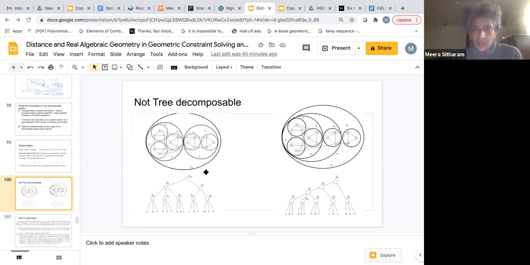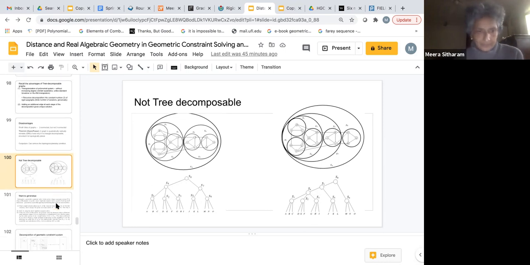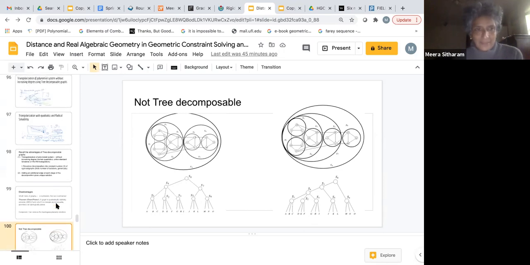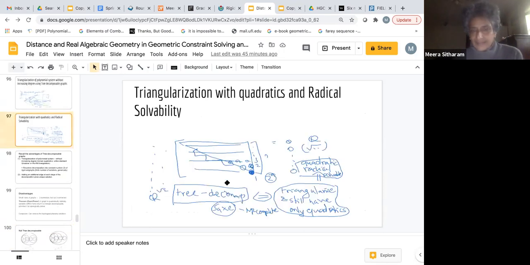So this is a non-tree decomposable graph, and the important thing in this slide is it's showing that this decomposition that I talked about is not necessarily unique. It doesn't clearly look unique, because here are two such decompositions that I have drawn that are both possible.